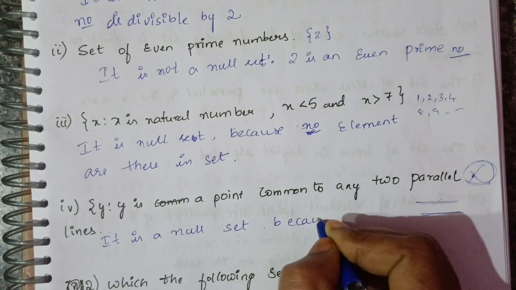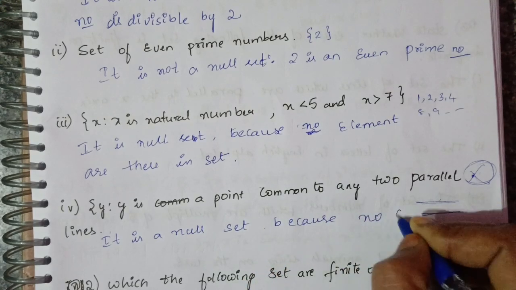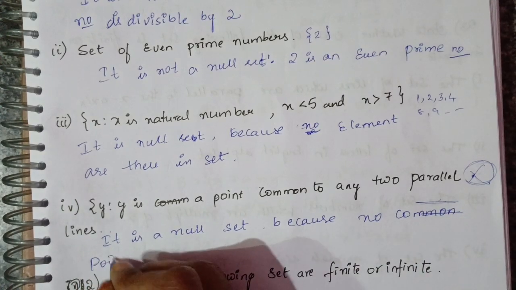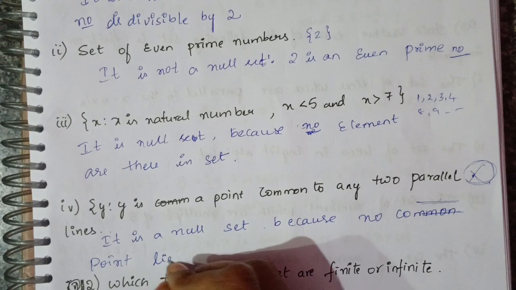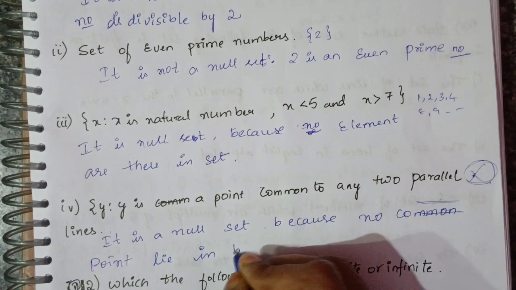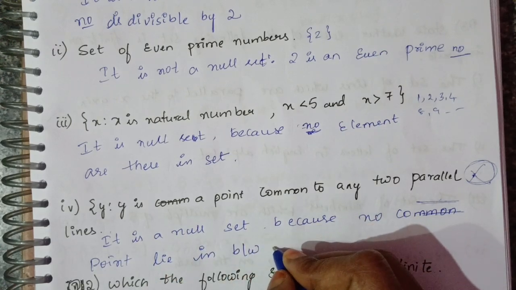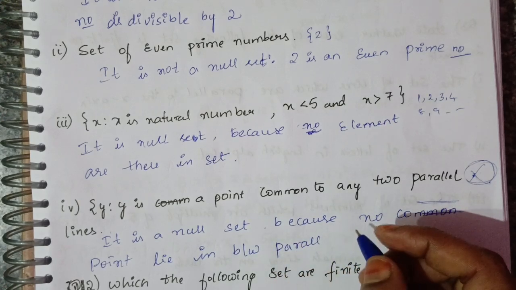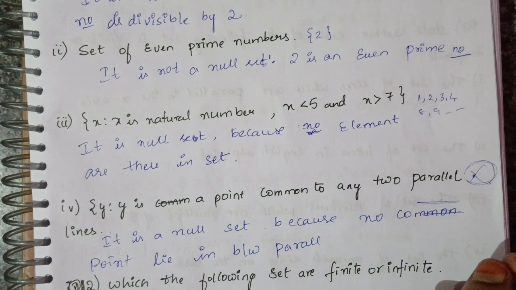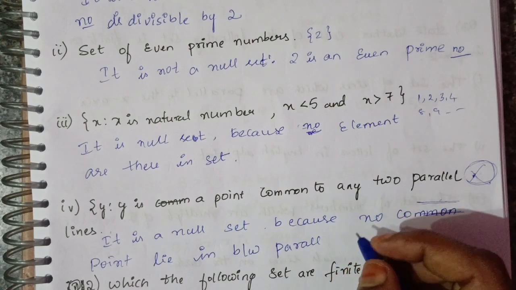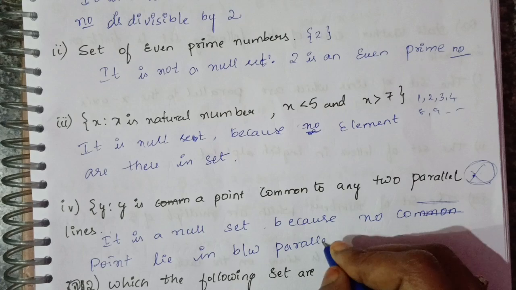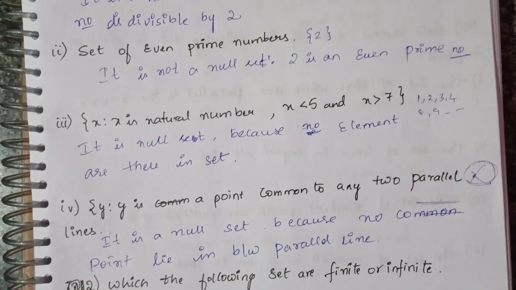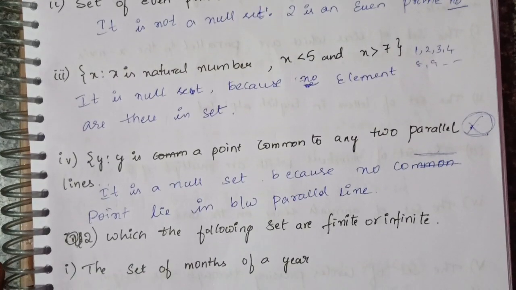It is a null set because no common point lies between parallel lines. No common point between parallel lines.